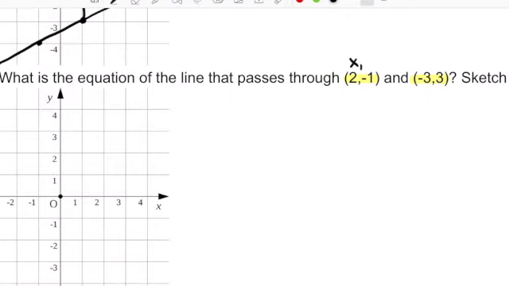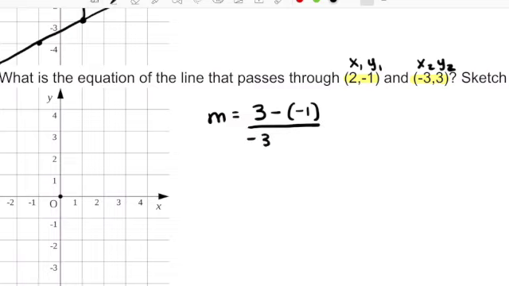Label this x1, y1, and x2, y2. Now, m is our slope. That equals the change in y. So our y2 is 3 minus our y1, which is negative 1, over our x2, which is negative 3, minus our x1, which is 2. This minus and negative changes to plus. 3 plus 1 is 4. Negative 3 minus 2 is negative 5. Or we can just put the negative in front: negative 4/5. That is our slope.